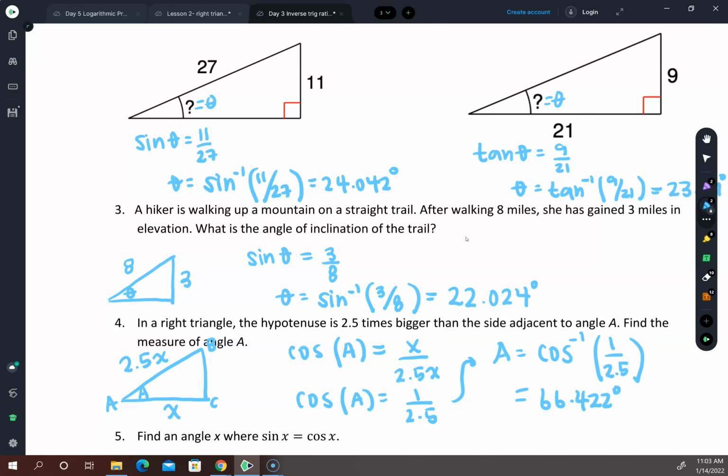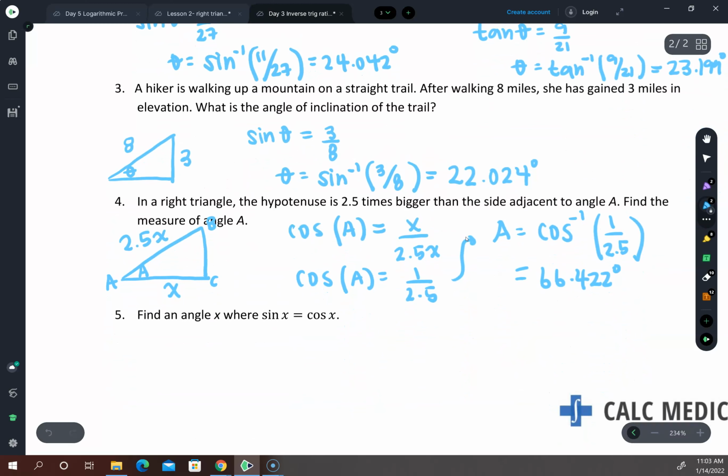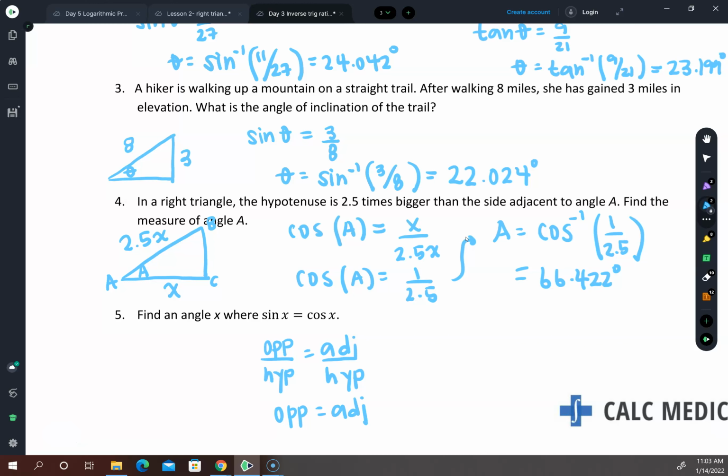Alright. So number 5 says find an angle x, where sine of x is equal to cosine of x. So, an angle where they are going to be congruent. So sine is going to be what? Opposite over hypotenuse. Cosine is adjacent over hypotenuse. So technically I want to figure out where opposite and adjacent are going to be equal to each other. So that means that my sides have to be congruent, right?